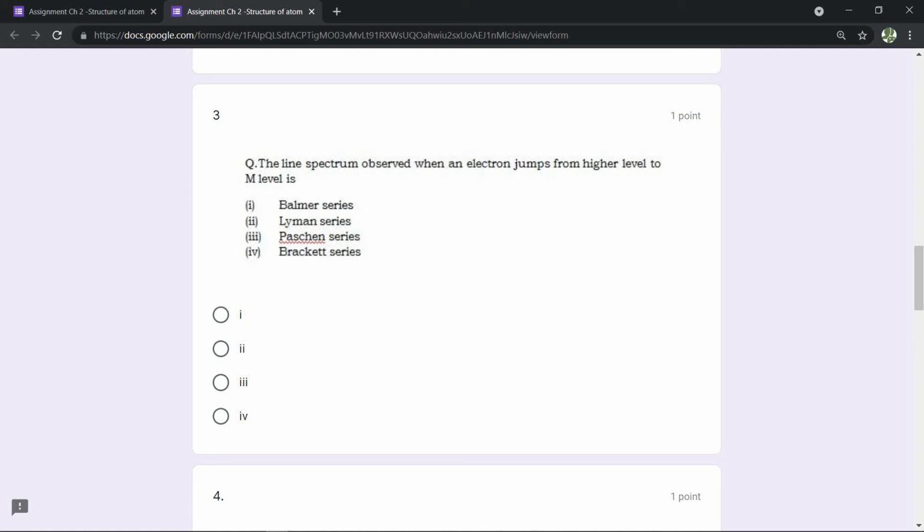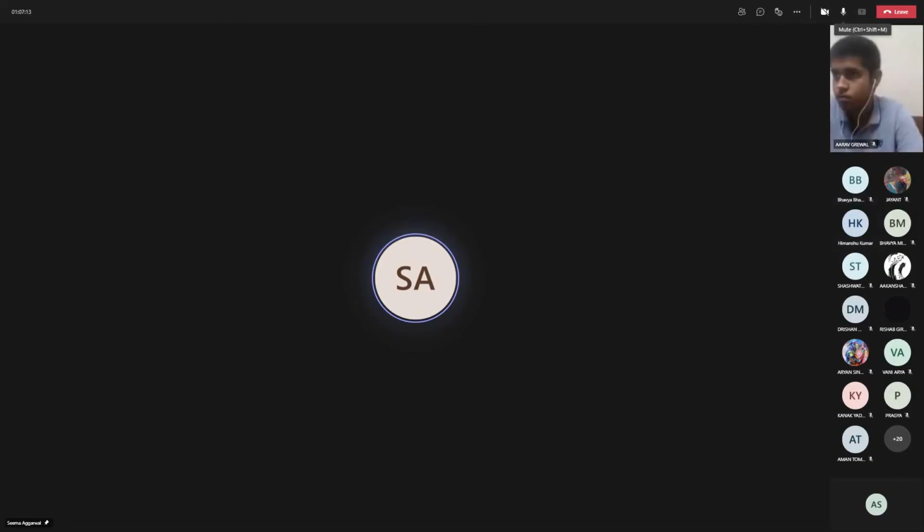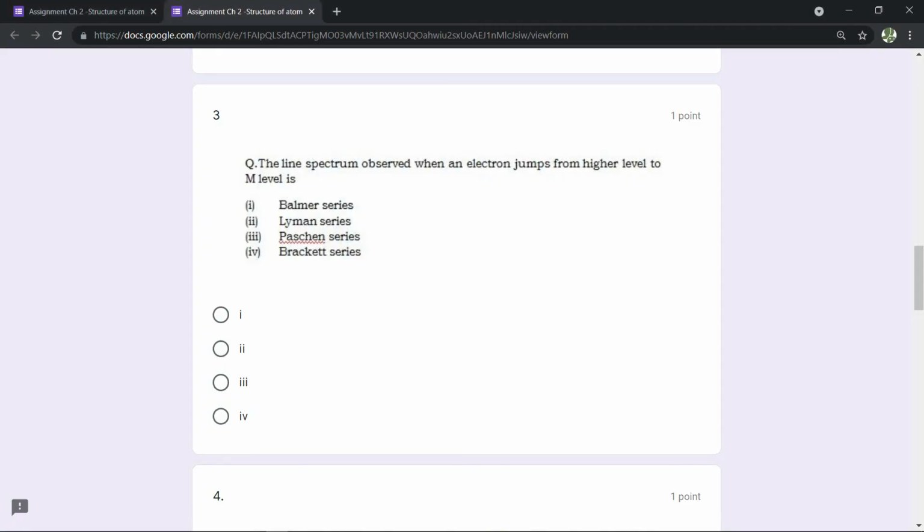Next, the line spectra observed when an electron jumps from higher level to the M level, that is, Lyman, Balmer, or Paschen. What will be the answer? Third part, Paschen series. So you can see that the assignment is quite easy. It is given quite directly, but in the test I have changed the questions a little, so that if you use the internet, you will get it wrong. The test will be on Thursday.